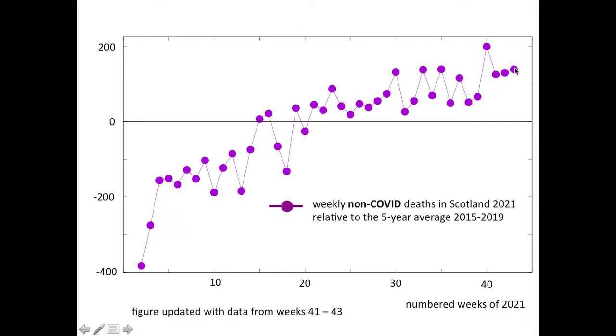And you can see that the last 3 weeks indeed still have this concerning property that they are well above zero. So they're in excess of the 5-year average. And if we fit a straight line to this curve, it is very, very similar to the straight line fit that we obtained previously. So the trend basically is continuing up to week 43.